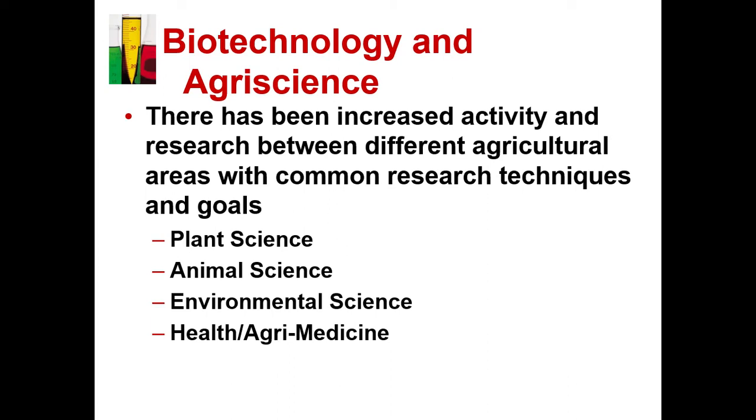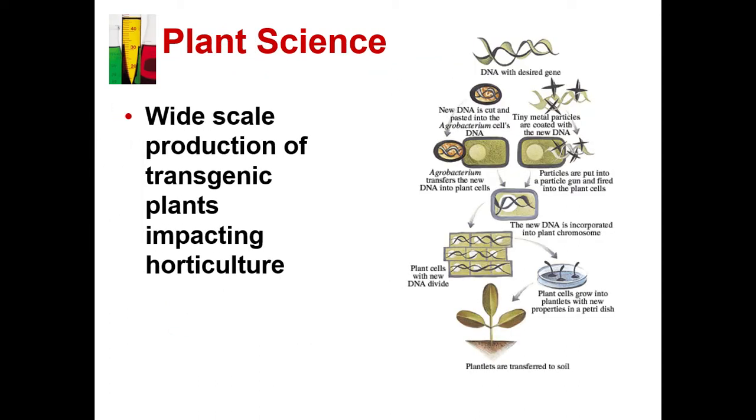There has been increased activity and research between different agriculture areas with common research techniques and goals. As I told you, different research techniques are used in different agriculture areas like plant sciences, animal sciences, environmental sciences, health, and agri medicines. So we will talk about these step by step.